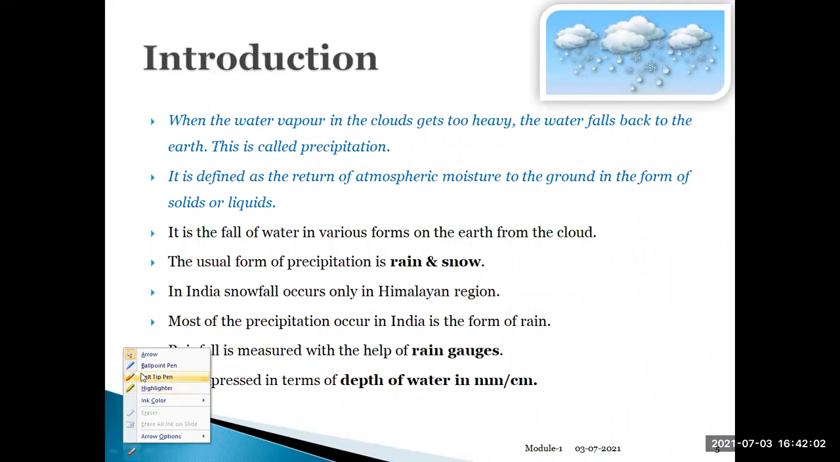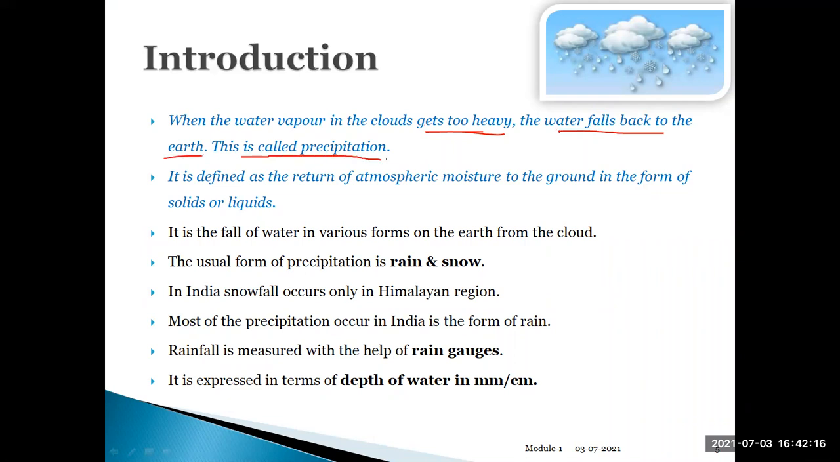First of all, the definition. When the water vapor in the clouds gets too heavy, the water will fall back to the earth. That is called precipitation. So precipitation means when the water vapor in the clouds gets too heavy, they can't withstand that heavy load. So what happens? The water will fall back to the ground. That is called precipitation.